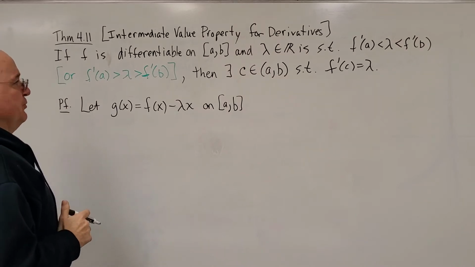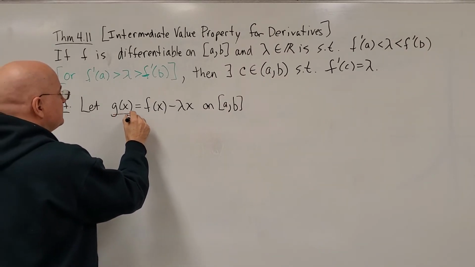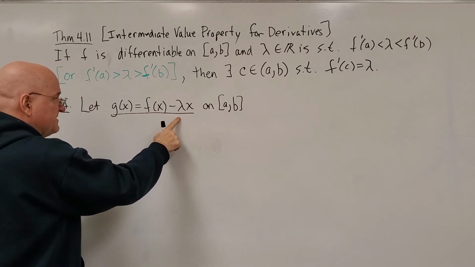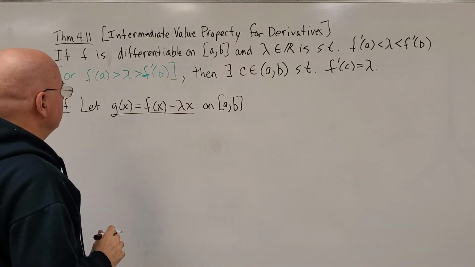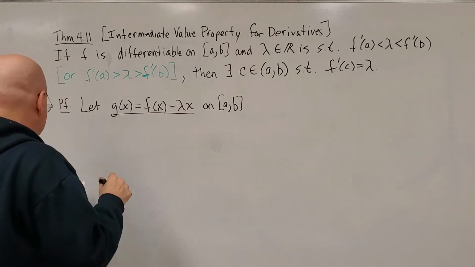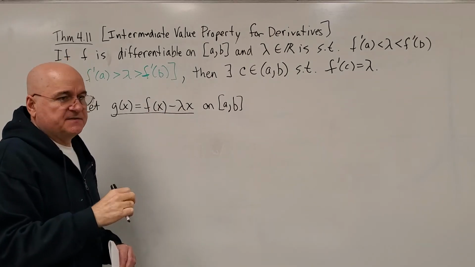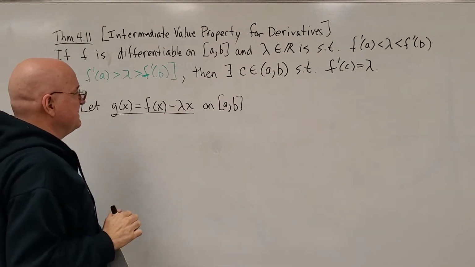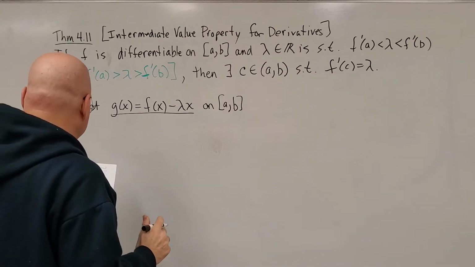Okay, well, let's start the proof. Let's start off by establishing a new function here. Let g of x be f of x minus lambda x on [a, b]. Notice that's a differentiable function. This is f of x, which is differentiable, and lambda x is just a straight line with slope lambda. We're subtracting two differentiable functions, so we get another differentiable function.